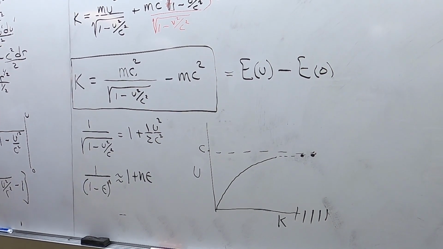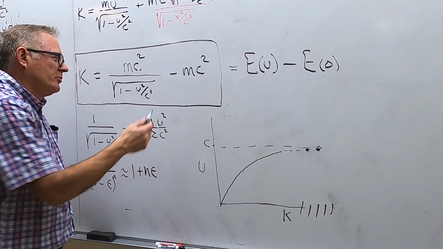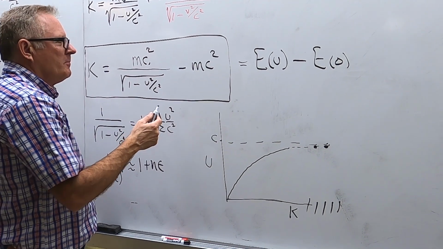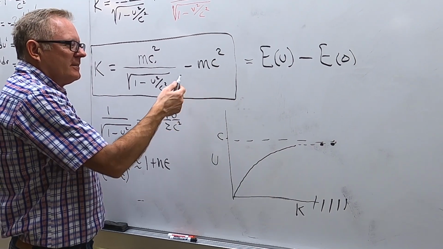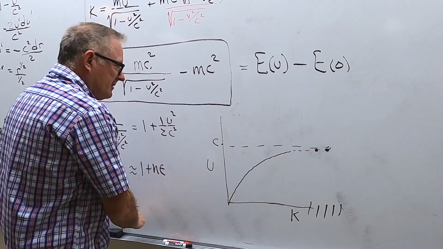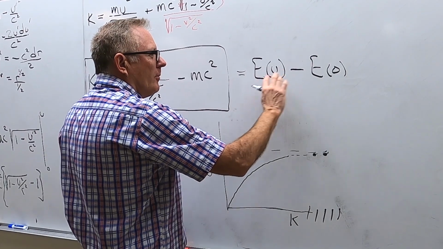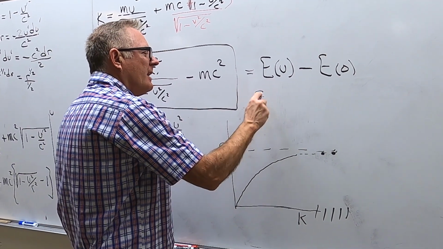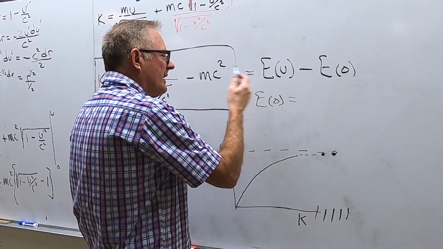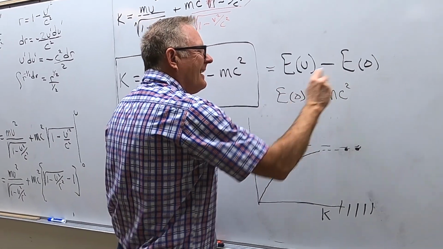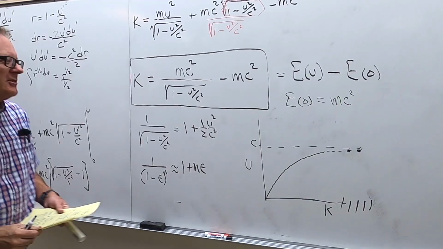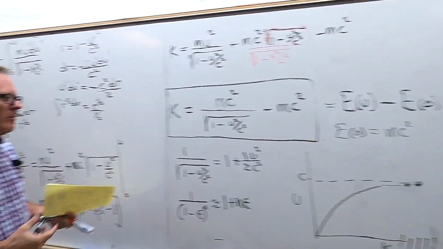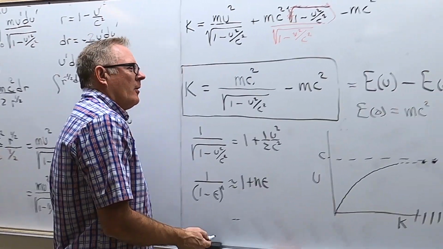So we can assume that when you have no motion, this is just not kinetic, this is just your energy due to motion minus the energy when you're not moving. Your energy due to not moving is just mc squared, and that's where they get E equals mc squared from. It's just the energy you normally have when you're not moving.